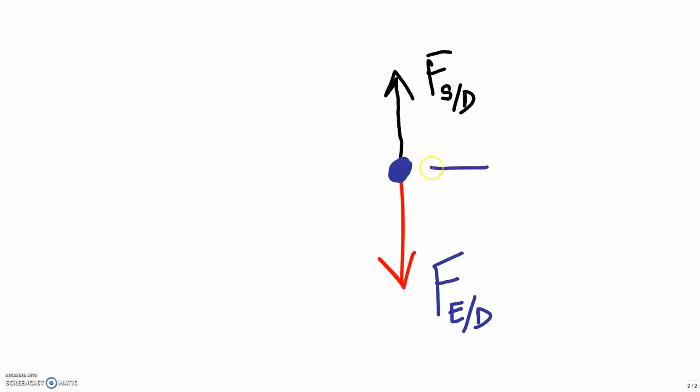And we show the two forces acting on the dot. We have gravitational force of the Earth pulling down on the dude, and the force of the surface pushing up on the dude, which is the normal force. And this force diagram is appropriate for the dude when he's standing on the ground of the Earth.